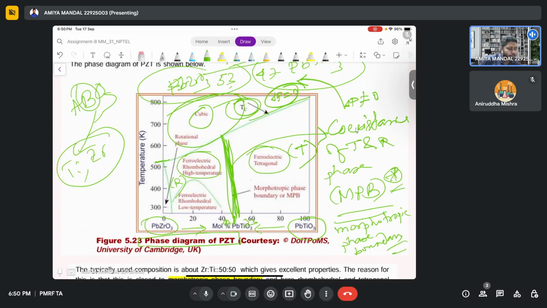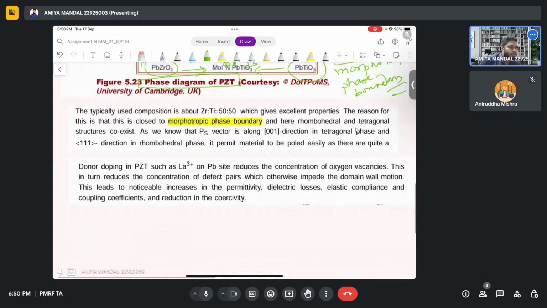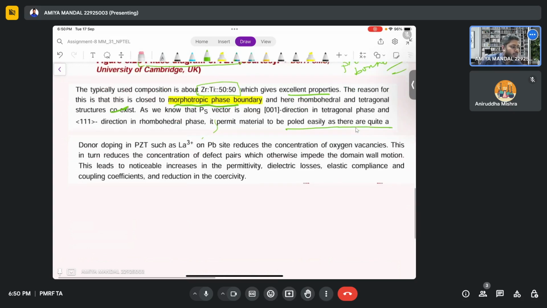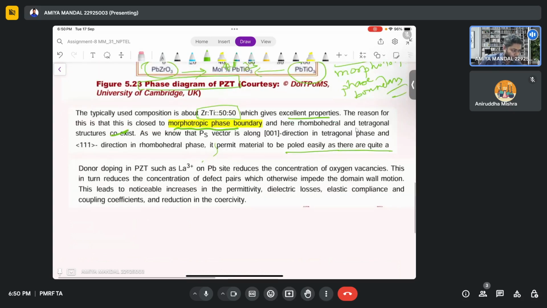So ferroelectric rhombohedral phase below temperature. This region mainly occupies the rhombohedral section, and this region mainly occupies the tetragonal section, and in between them the morphotropic phase boundary has been formed. As I have told, the 50-50 percentage of zirconium and titanium gives excellent property, that's the morphotropic phase boundary, hence coexistence, and materials will cool easily. So this property mainly increases the piezoelectric property.